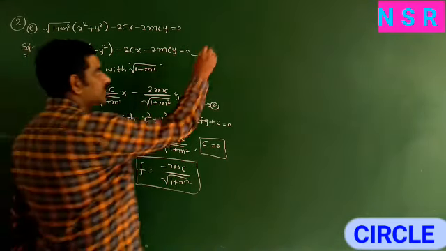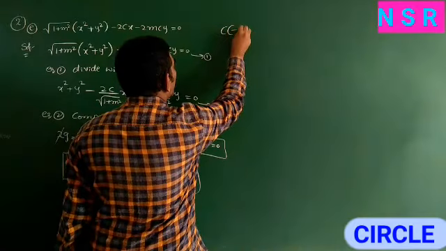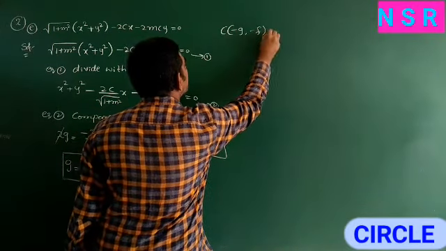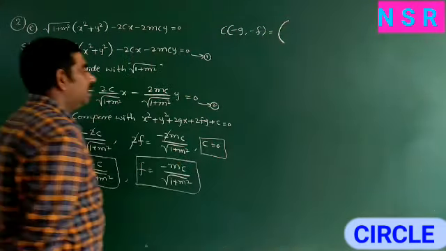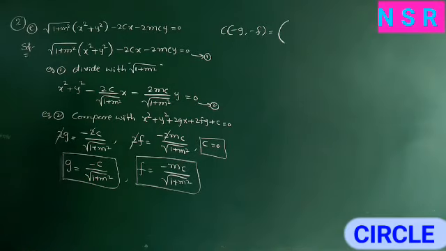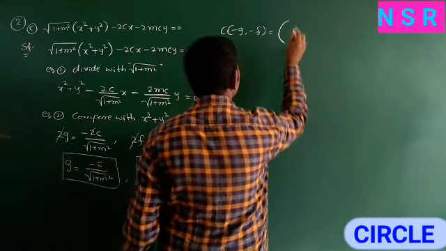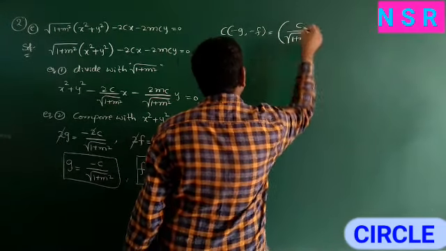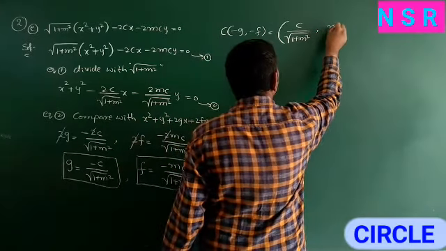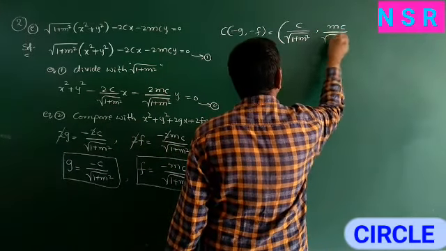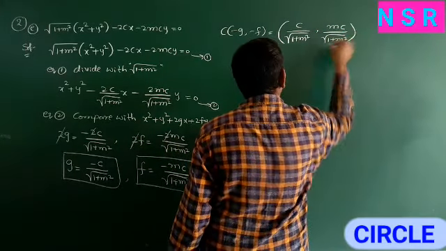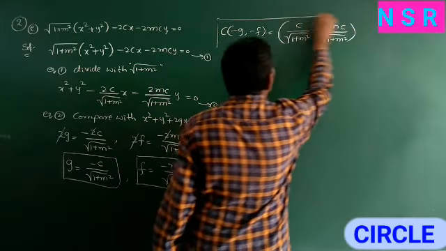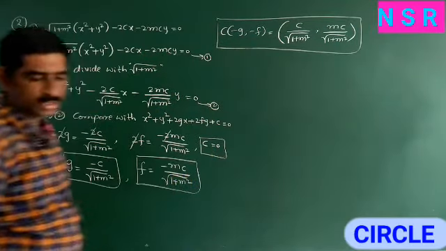So what is the center of the circle? Minus g comma minus f. Now already here the g value is minus c by under root of 1 plus m square. Now minus g means minus of minus, plus c by under root of 1 plus m square, and here minus into minus, plus mc by under root of 1 plus m square. So this is the center of the circle.